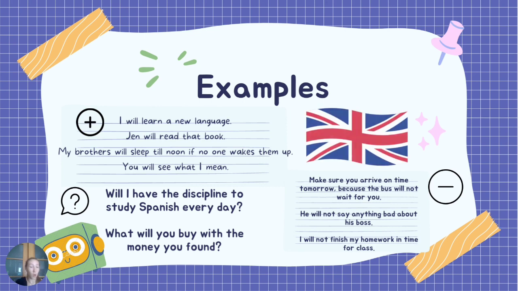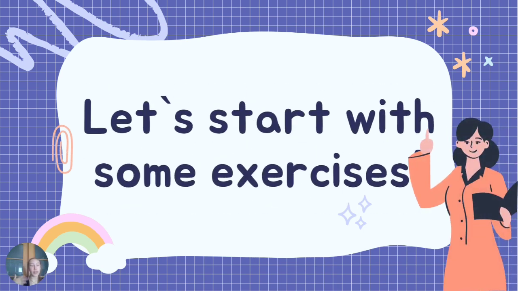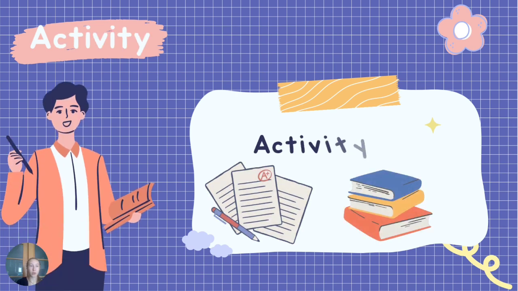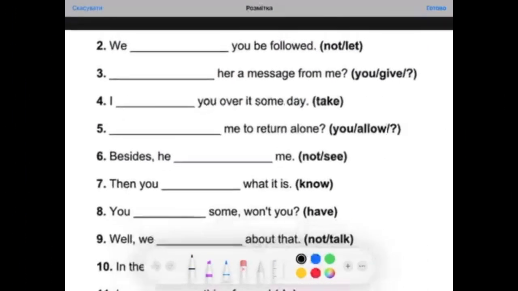And the question one. Will I have the discipline to study Spanish every day? What will you buy with the money you found? Here we can also have this one, the W question. What will you buy with the money you found? And also, if we're going to use the question word, of course, we need to use the intonation. This is the question. So now we're going to start with some exercises, activity time. It means now we're going to do some live worksheets, some texts, and of course to train. We're going to start with our exercises right now.